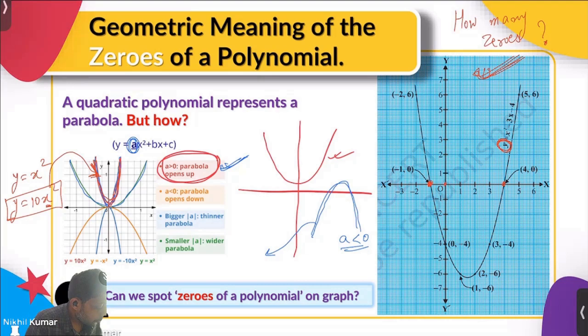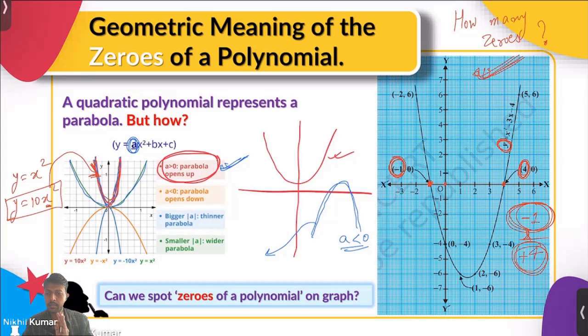If your input is -1, the value of y becomes 0. If the input is +4, the value of y becomes 0. So what are those two zeros of the polynomial? Those two zeros are -1 and +4. These are the two zeros of this polynomial. I hope the geometric meaning of zeros of a polynomial is clear. Yes? Okay. Moving on.